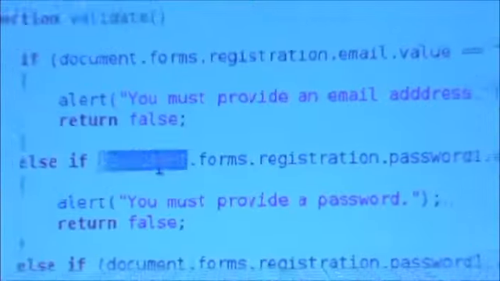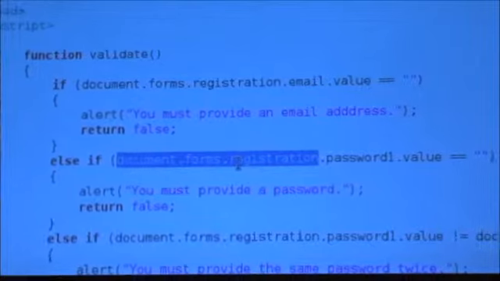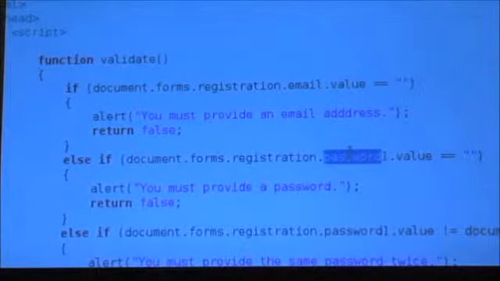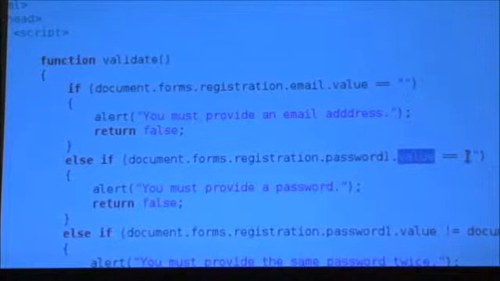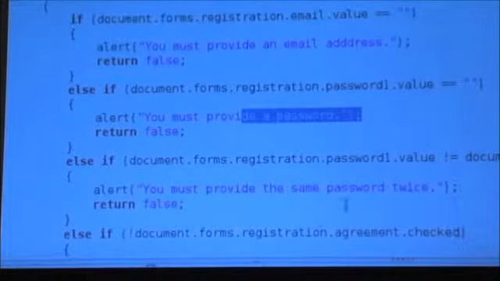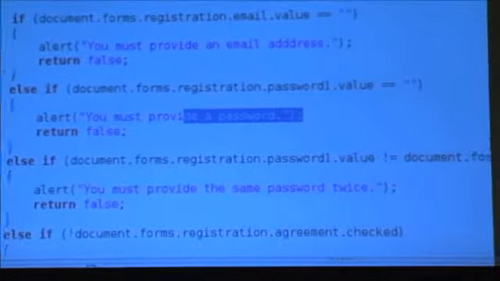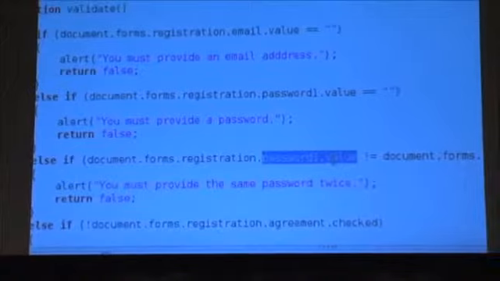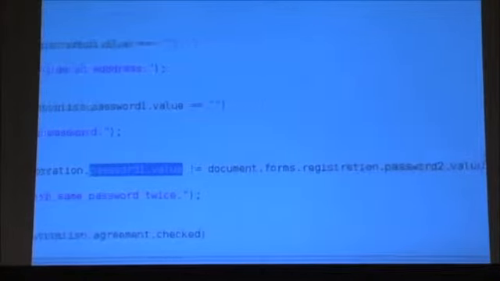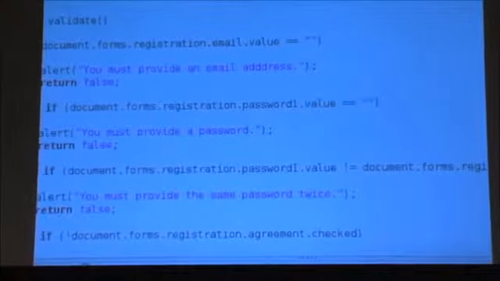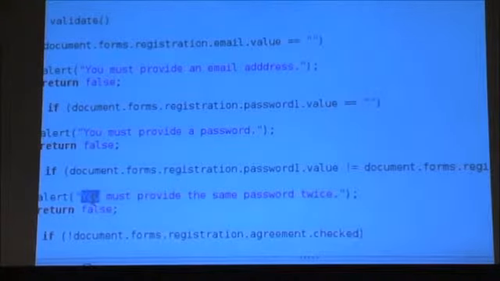So even though the syntax is, again, a little verbose, document.forms.registration.password1, this was the first of my password fields, .value equals quote unquote nothing. I'm going to yell at them for not providing a password. But just like in most websites, if the user screwed up their password second time and I did not type the same value for password 1 as I did for password 2, I'm going to yell at them again, but slightly differently. You must provide the same password twice.